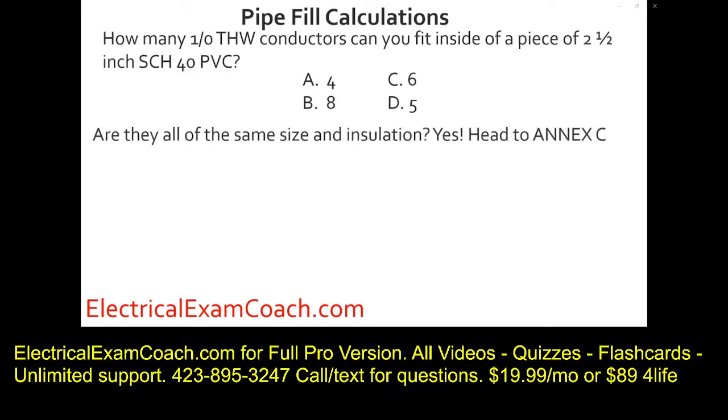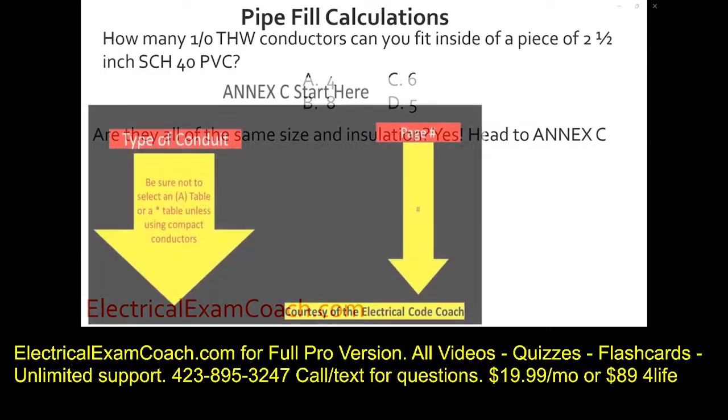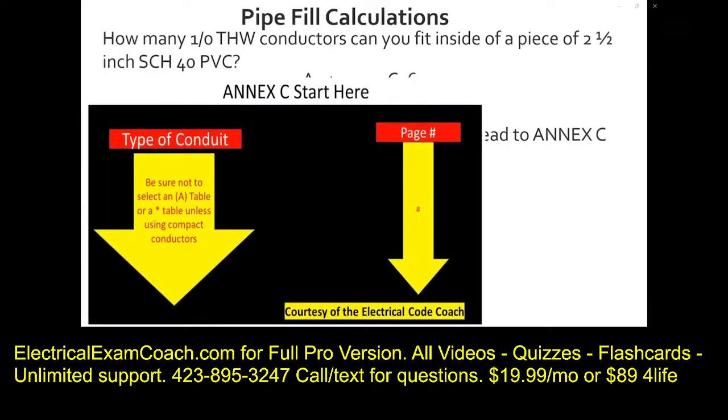How many 1/0 THW conductors can you fit inside of a piece of 2.5-inch Schedule 40 PVC? Are they all of the same size and insulation? Yes, so we're going to head to NEC. When we get there, we're going to start on the left-hand side until we find our type of conduit, being sure not to select the A version of the table. Then we come across and find our page number.